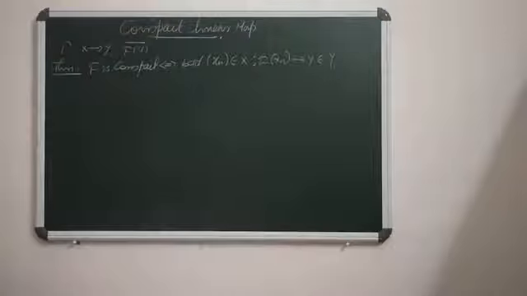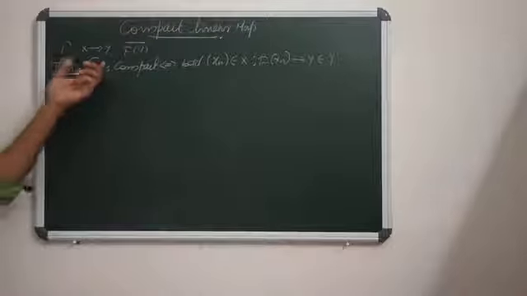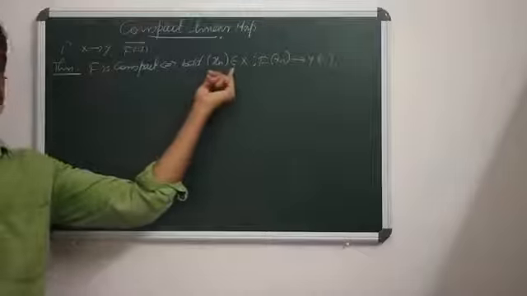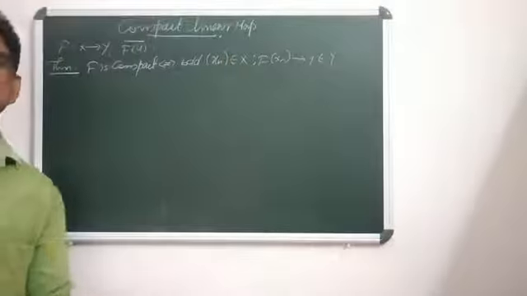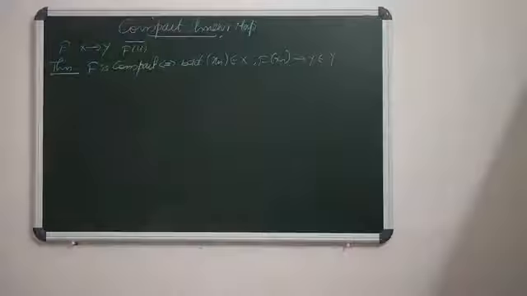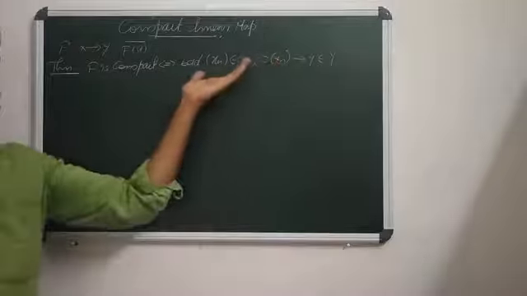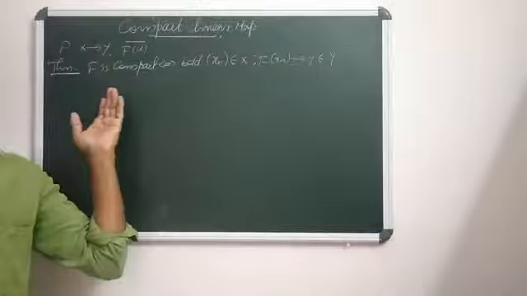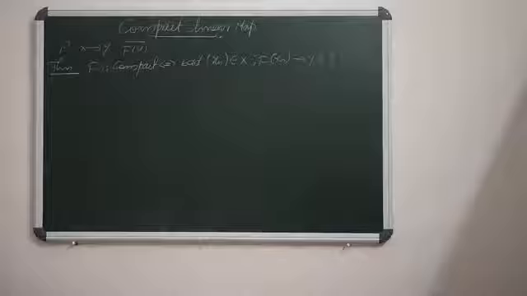And the theorem states that this linear map f is compact when, for any bounded sequence xn in X, f of xn has a convergent subsequence in Y. Conversely, when for any bounded sequence xn in X, f of xn has a convergent subsequence in Y, then that map f is compact. F is already a linear map. How to prove this one?